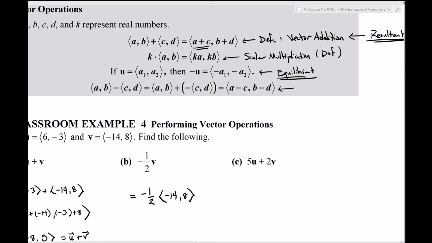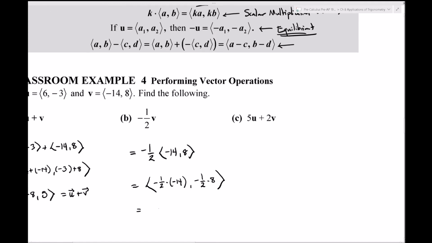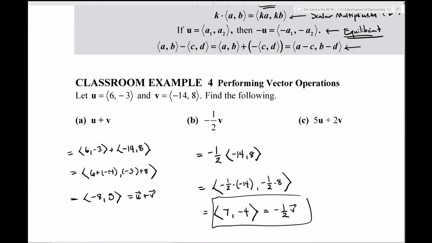It's basically distribution, like a distributive property, pretty much. You distribute the negative 1/2. That's going to be negative 1/2 times negative 14, and we'll simplify that in the next step, negative 1/2 times 8. Negative times a negative is a positive. 1/2 of 14 is 7. Negative 1/2 of 8 is negative 4, I believe. And this is negative 1/2 v. Did I box this one? No.